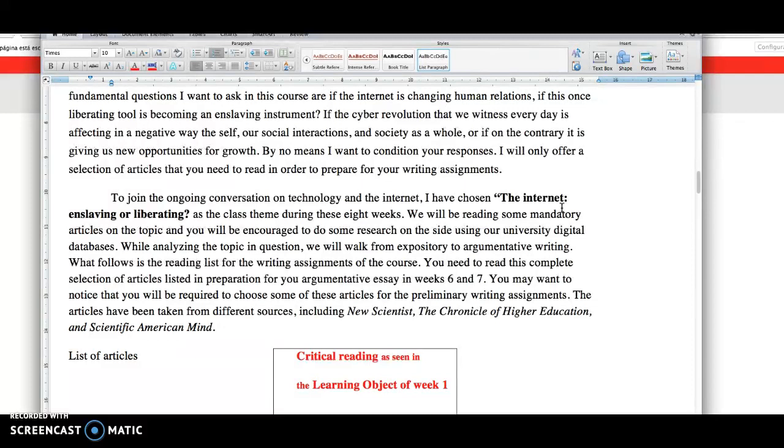I have here the theory. Usually I choose one theme for every module, and in this case the theme is the internet. Is it enslaving or is it liberating? Is it helping our lives? Is it helping us be even better, or is it becoming like an issue in our lives?